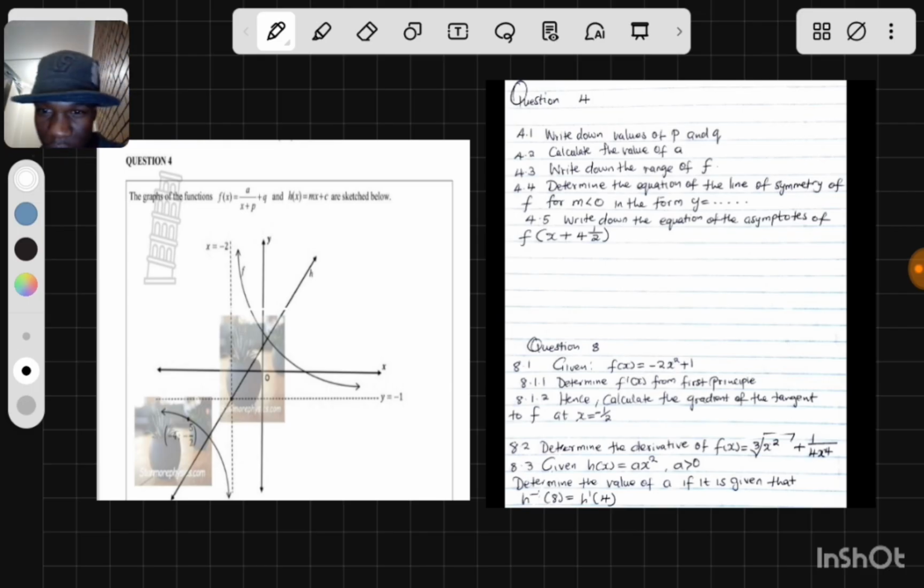And p, what is p? Okay, what do you know about this graph? This graph has an asymptote. What is the name of the graph that has the asymptote in this problem? It is a hyperbola. You can tell by the fraction a over x plus p plus q there. Then we have a straight line h of x is equal to mx plus c. So we can see the point of intersection. You can analyze the graph and see everything there. So let's dive into the solving.